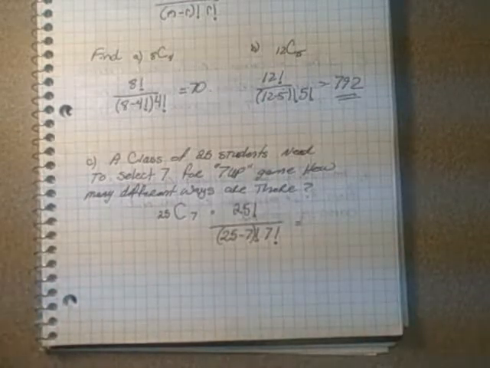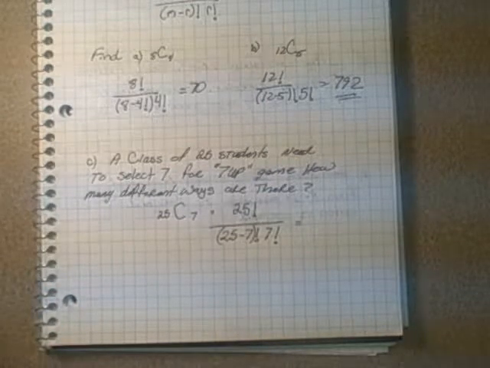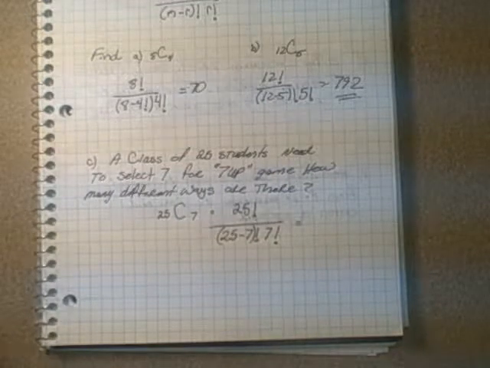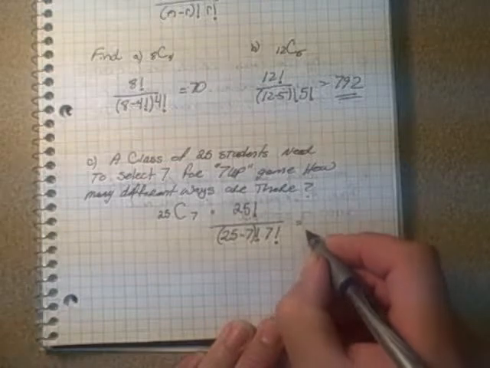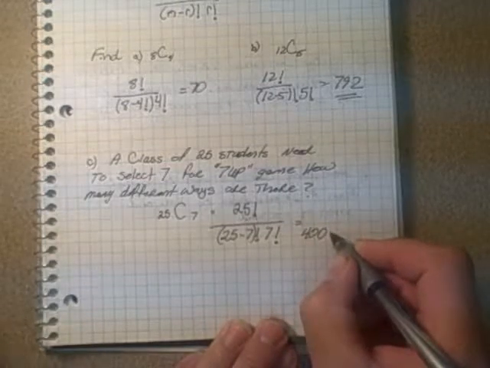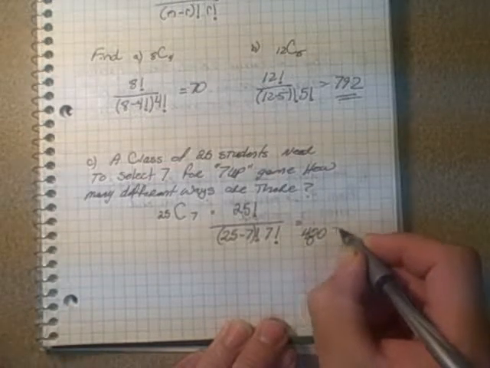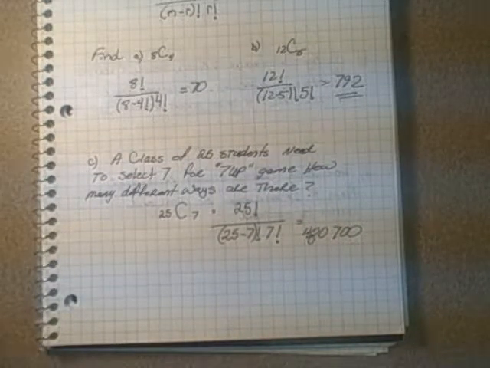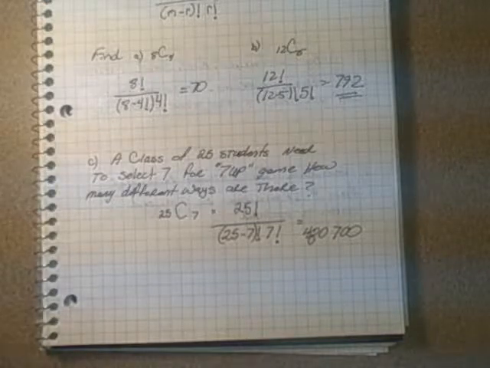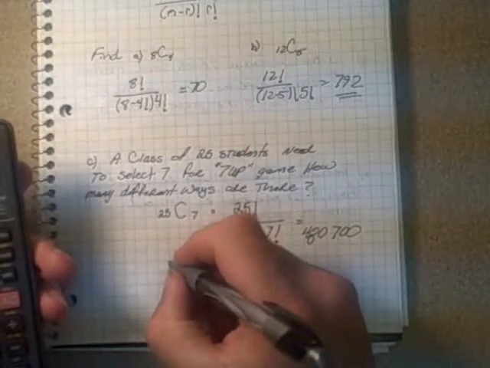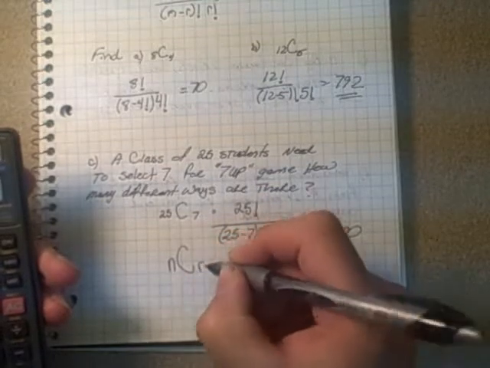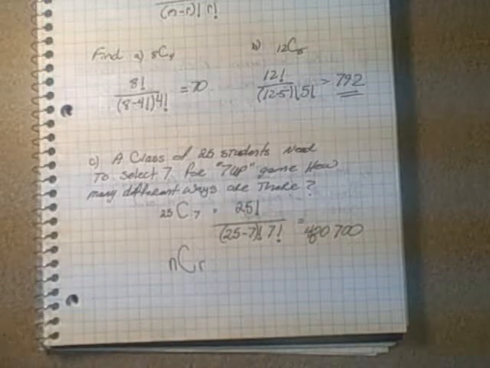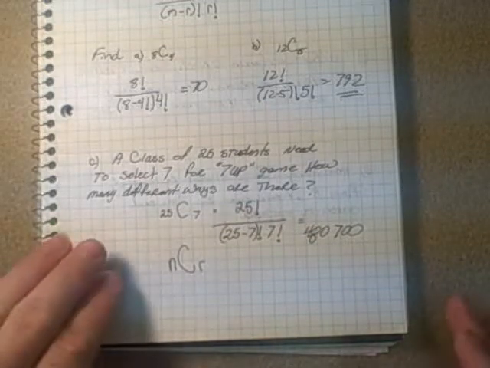So if we work that one out, 25C7, you get 480,700. Depending on if you did it the long way or if you have a shortcut method. If you look at my calculator, I have a combination button. It looks like this. It goes nCr, like that. So if you see a button like that, that's what your combination button would look like on your calculator. So let's flip ahead.